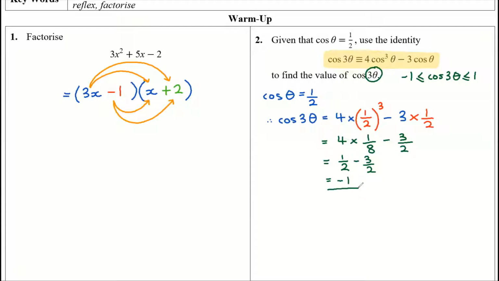And is there a different way of doing this? Well, do we know what cos theta actually is? Well, yes, we do. But could we deduce this result from finding out what theta is? Yes, you could use a cast diagram perhaps, but because we've got the substitution all set up, I think that will do. So the answer is -1.